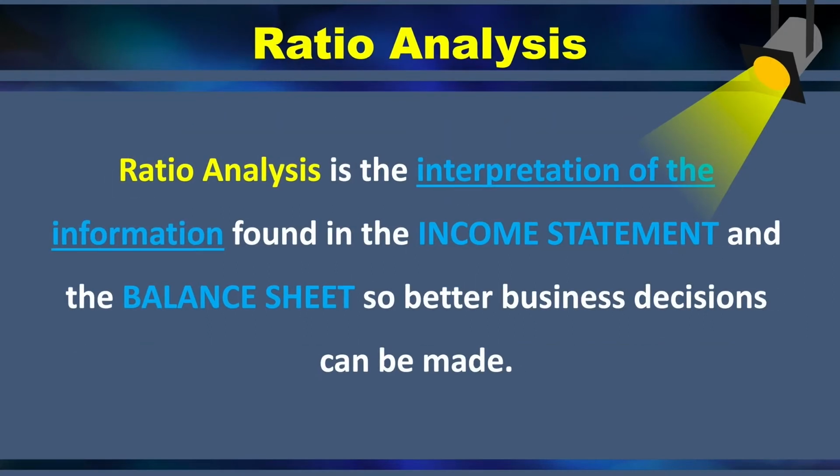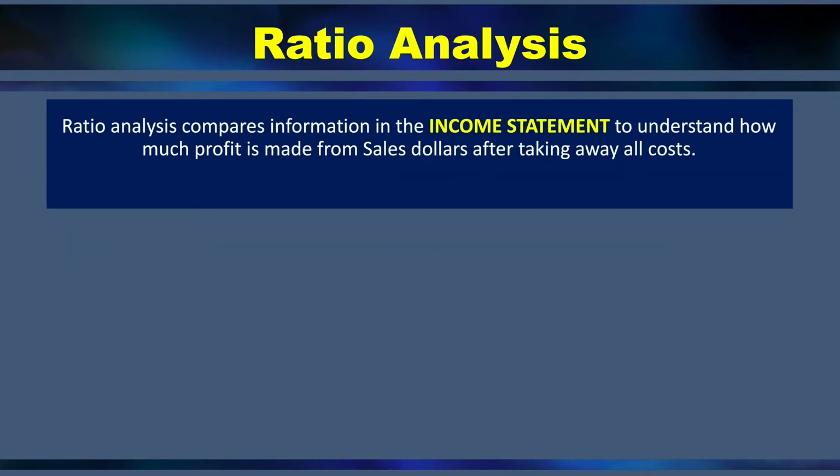So for ratio analysis, the ratio analysis is the interpretation of the information found in our final accounts, which would be the income statement and the balance sheet, so that better business decisions can be made by the users of the accounts. Ratio analysis compares information in the income statement to understand how much profit is made from sales dollars after taking away all of the cost. These ratios are called our profitability ratios.